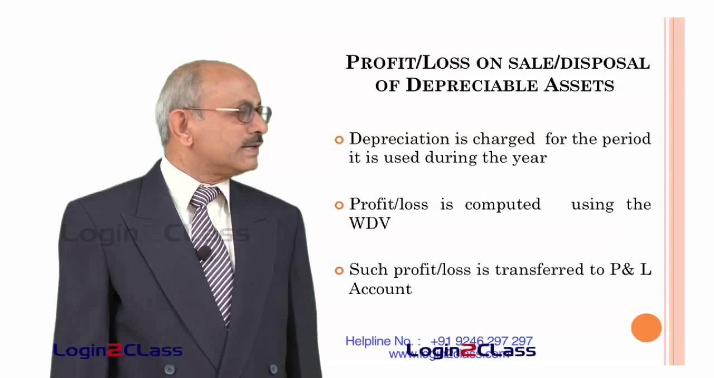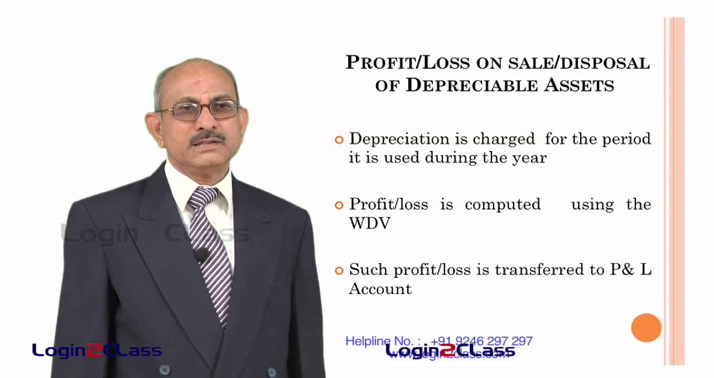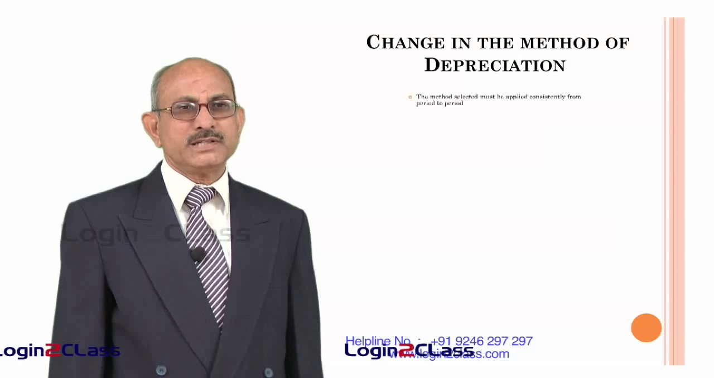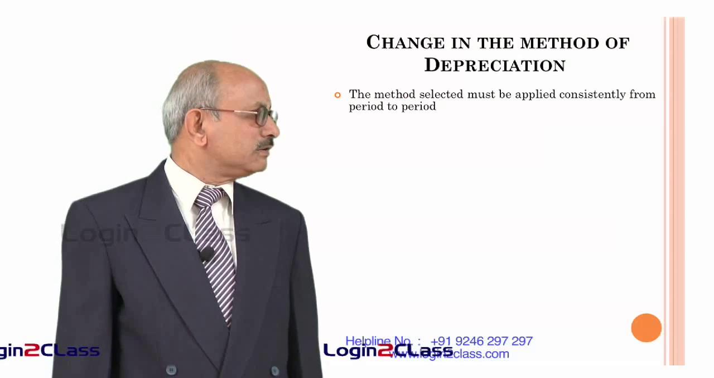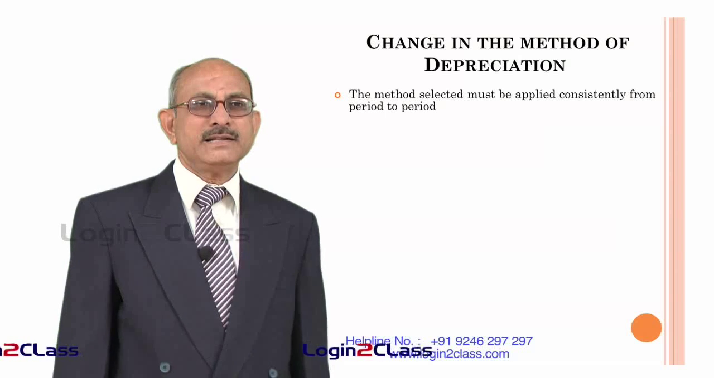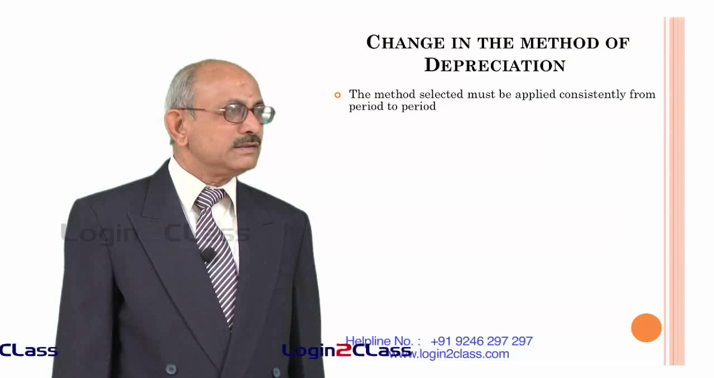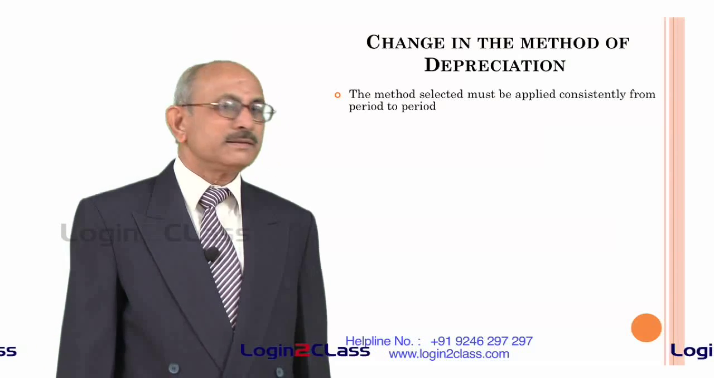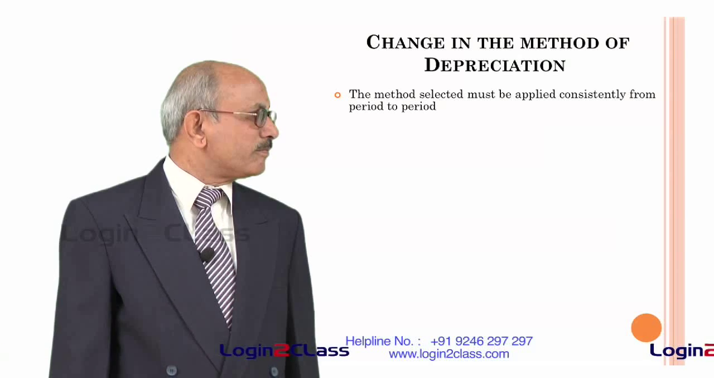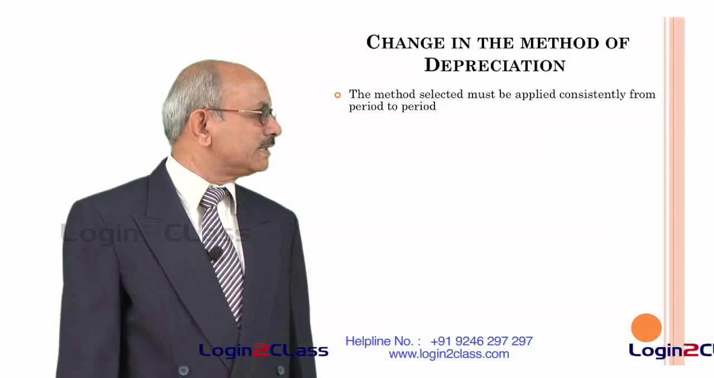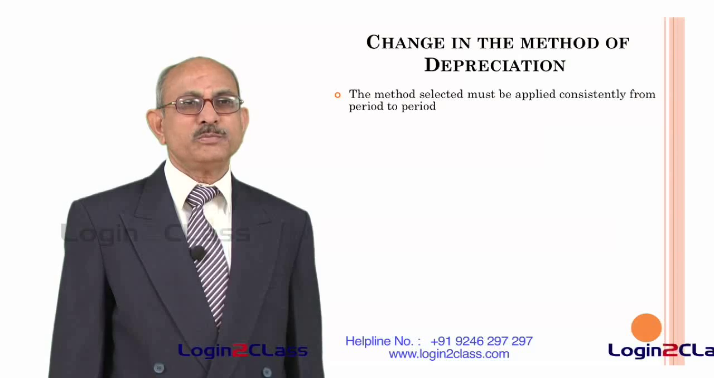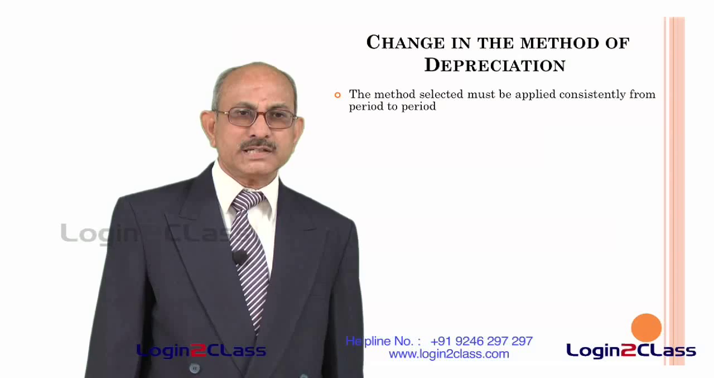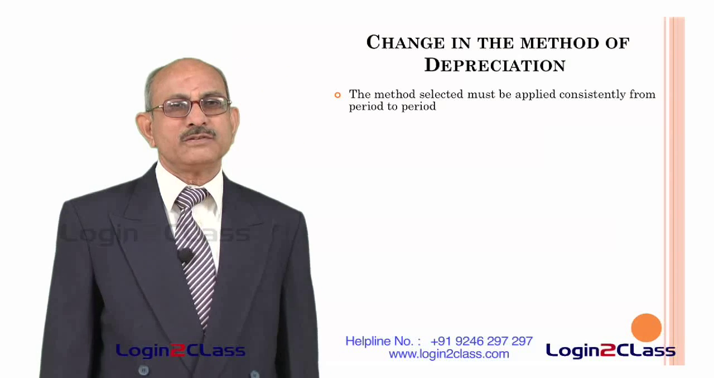And as there are different methods of accounting for depreciation, there may be cases where an entity may want to change its method of depreciation from one method to another method. So, for that they have to follow certain guidelines laid down by the accounting standards, and these accounting standards are mandatory for all the companies. So, the accounting standard says that the depreciation method selected must be applied consistently from period to period. That means, if an entity chooses one particular method of depreciation, it has to be used consistently from period to period.